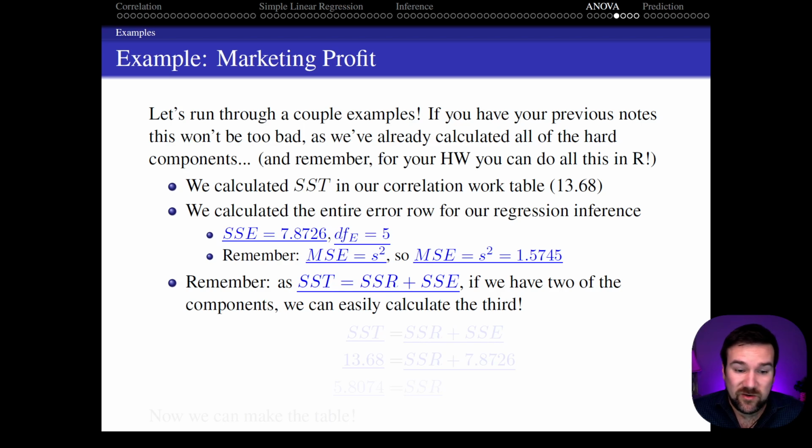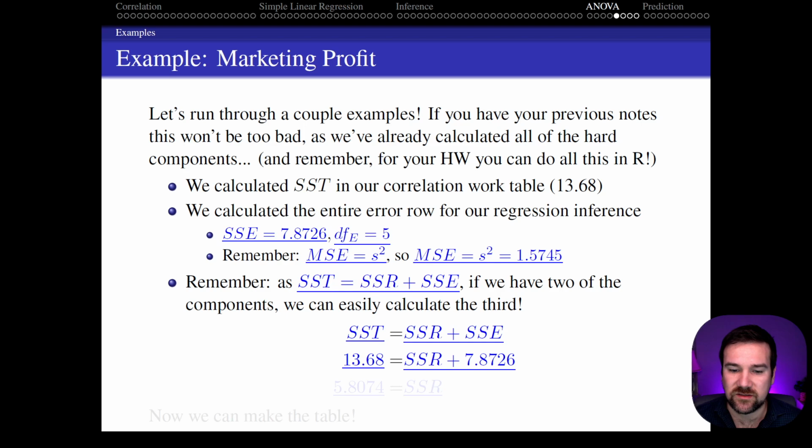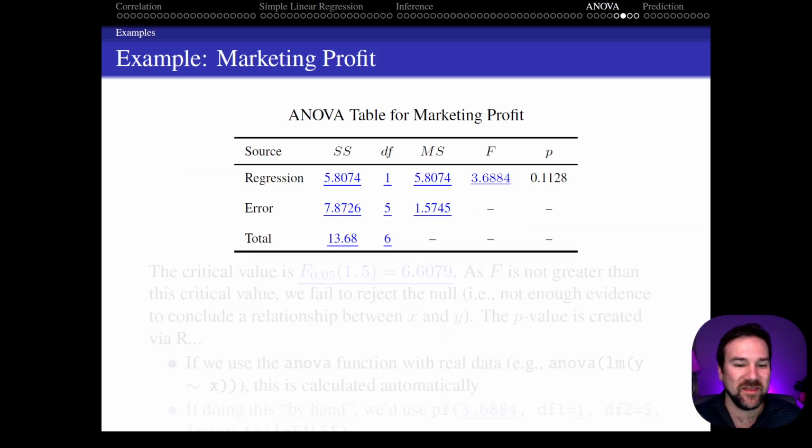And from here, y'all, we have the sum of squares total. We have the sum of squares error, so we can quickly calculate the sum of squares regression. If you've got two of the pieces, we can pretty easily find the third. All we do is we start with our equation, SST equals SSR plus SSE. We plug in the numbers we know. We subtract 7.8726 from both sides, and we get the sum of squares regression is 5.8074. Ta-da!